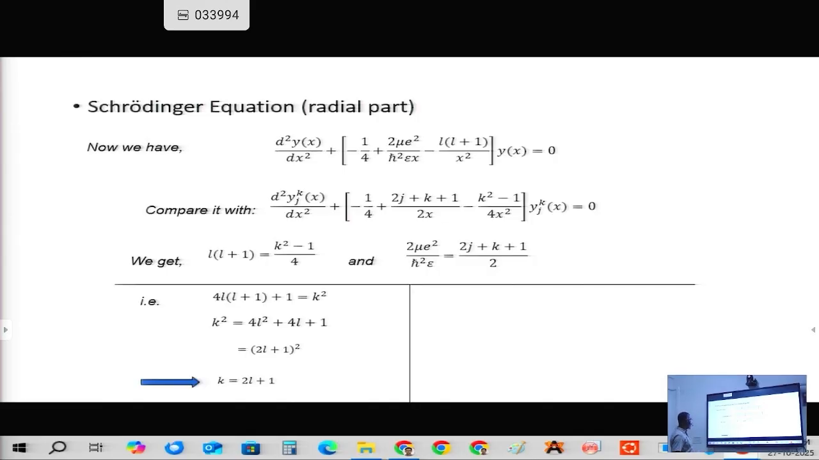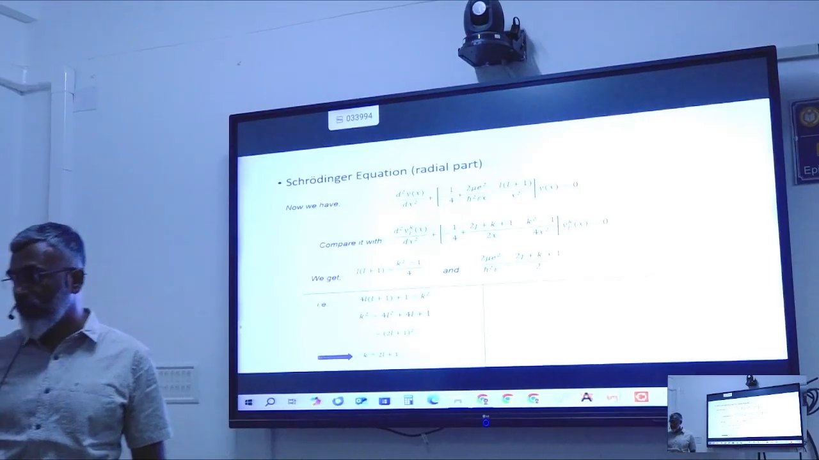Okay. So now first let's take this part here. So 4 into L into L plus 1 plus 1 is equal to k square. And if you write in terms of k square, this is nothing but 2L plus 1 the whole square. So k is 2L plus 1, because we need to write this in terms of some value which you already know, that is L. So k is nothing but 2L plus 1.